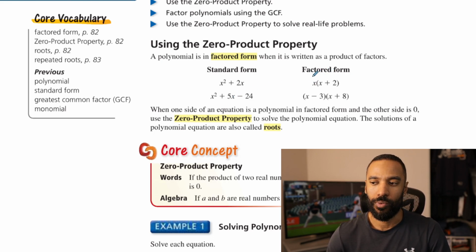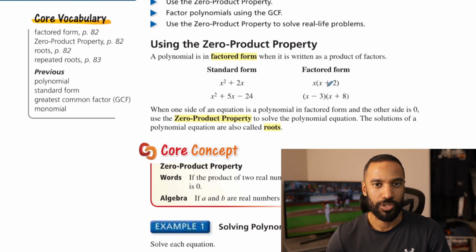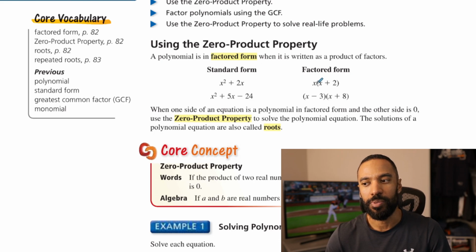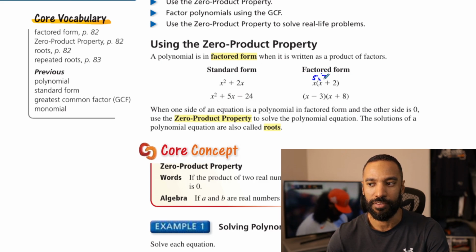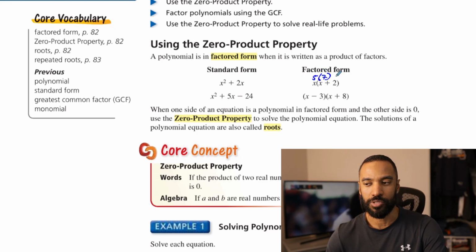Factored form has products. You can see here is x times x plus 2. And I know you might think, Mr. Robinson, x plus 2 is a sum right there. Yeah, but it's being multiplied by x. The entire quantity is. If x was 5, this would be 5 times 5 plus 2, 7, right? That's a number times another number.